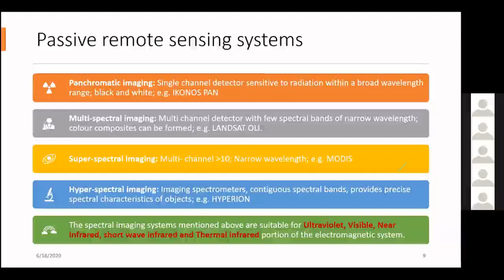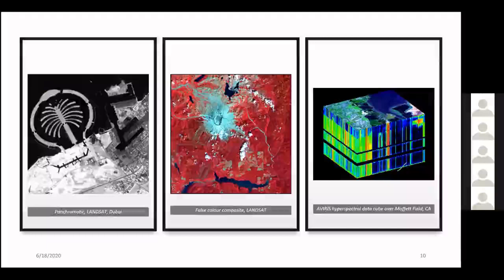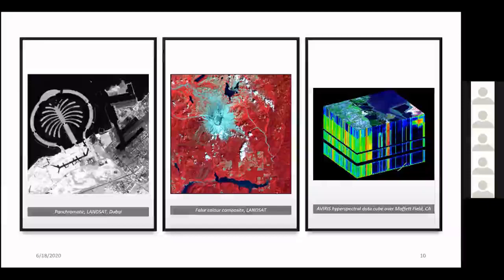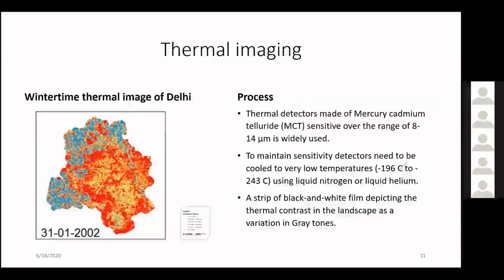I have given some examples for the panchromatic, false color composite, and hyperspectral imageries. The one on your right is a hyperspectral cube, where we generally visualize the bands arranged one on top of another in the hyperspectral output. And thermal imagery is something again. In thermal output, we generally see a difference in heat after processing. But if you look at a raw image, it is black and white, where the brightest portions have higher temperature and the darker portions are relatively cooler.